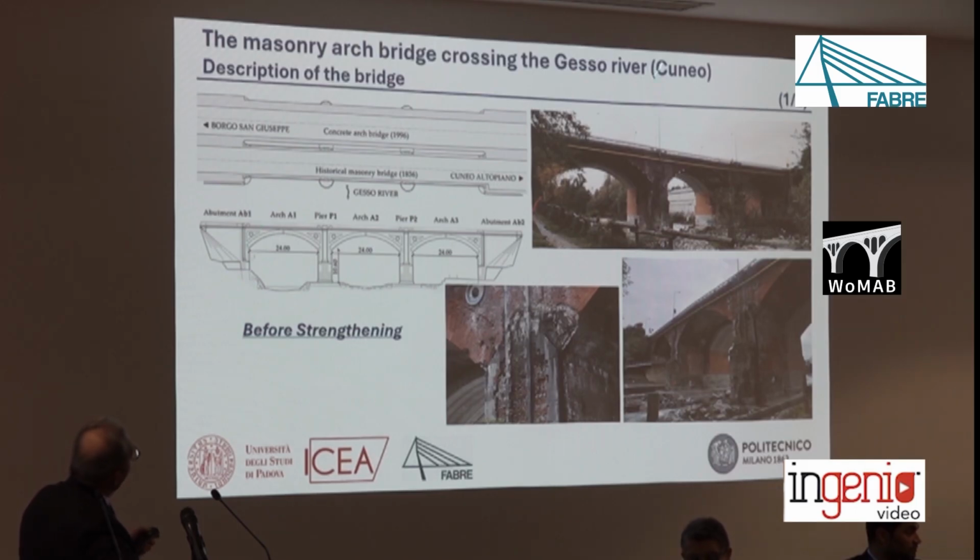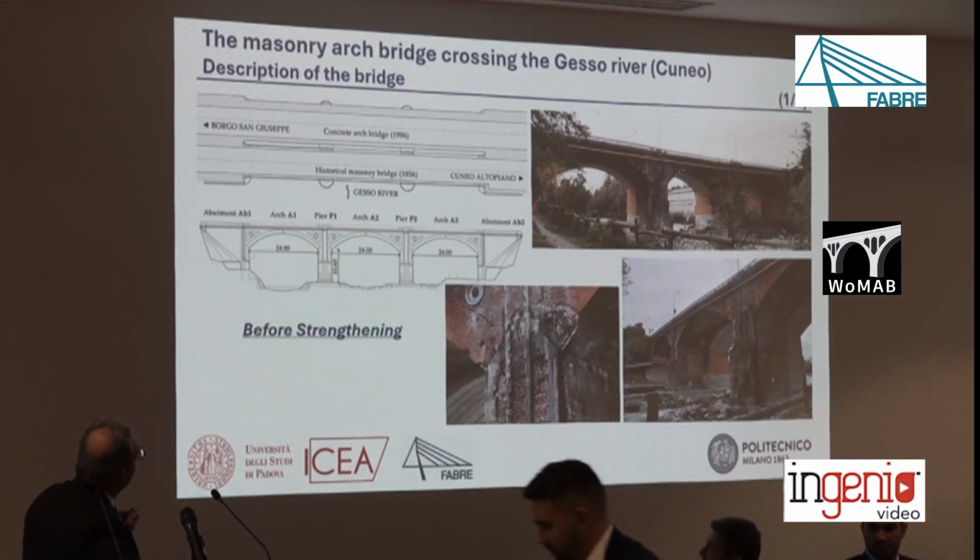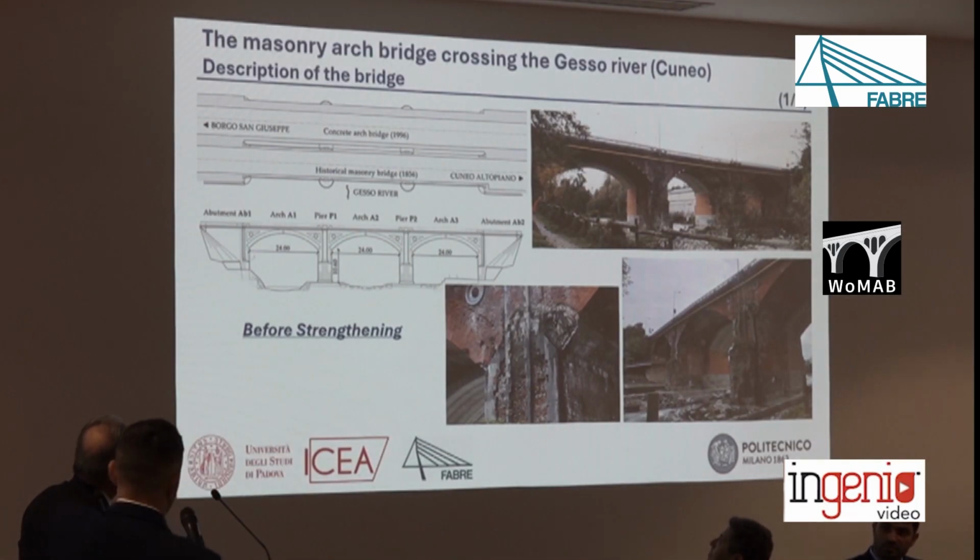It's a bridge crossing the Gesso River in Cuneo. The bridge was erected between 1853 and 1856. You can see the bridge has a length of more than 100 meters with 3 arches of 24 meters. And you can see some damage. These pictures were taken in 2019.